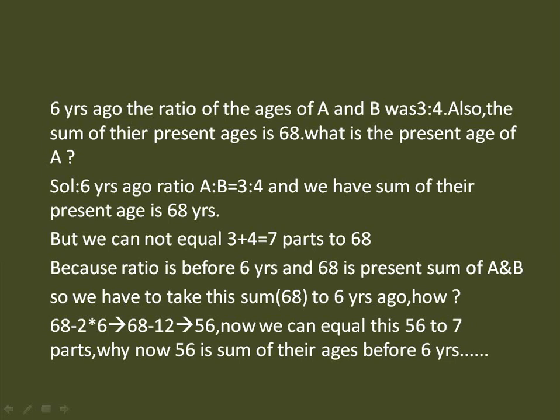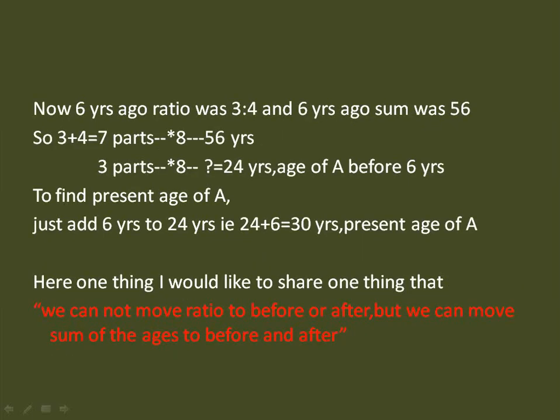So 7 parts are 56. You need to find the present age of A. So 3 represents the age of A. 3 parts are 24. This is the age before 6 years, or 6 years ago. Now if you want to find the age of A presently, you have to add these 6 years, right? 24 plus 6, that is 30 years. This is the present age of A.